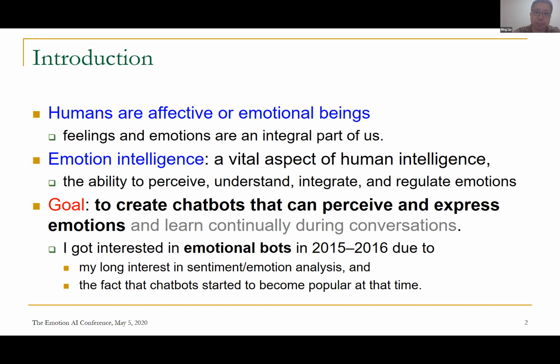Okay. So my interest started quite a while ago, also because of my sentiment analysis interest in the past. And everybody knows chatbots have become quite popular in the past few years. Then obviously we want to see whether we need to do something to the chatbots, which is basically necessary.